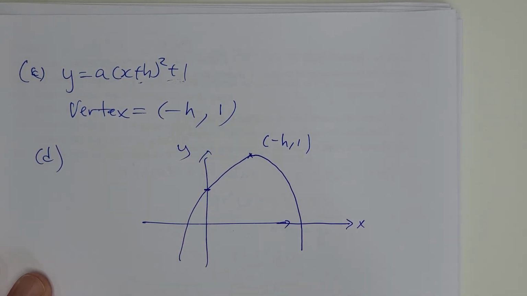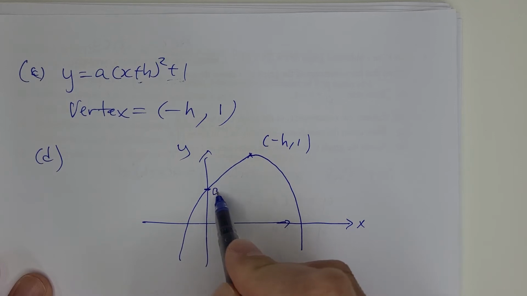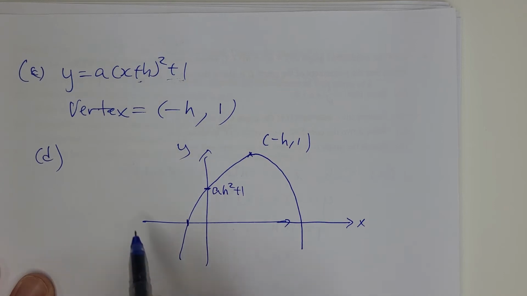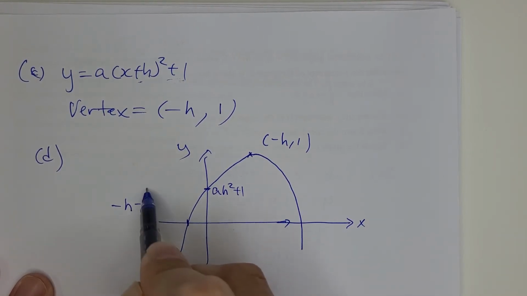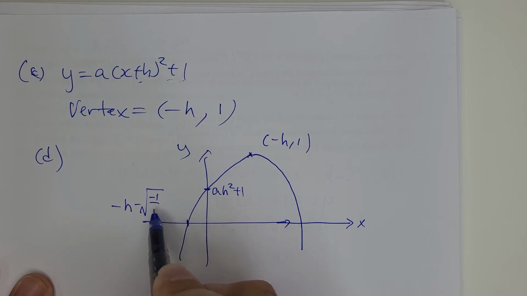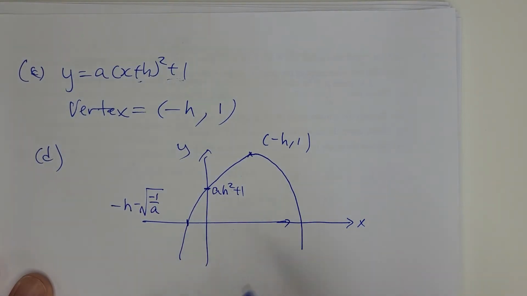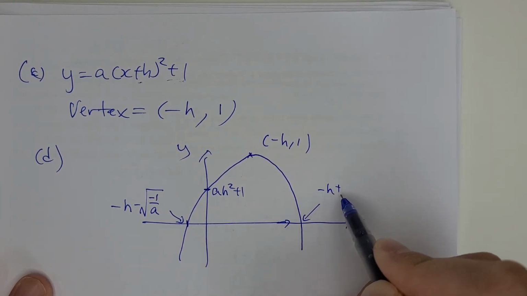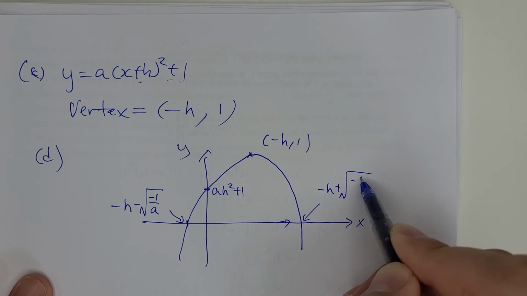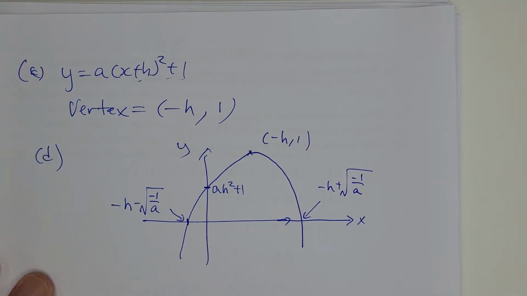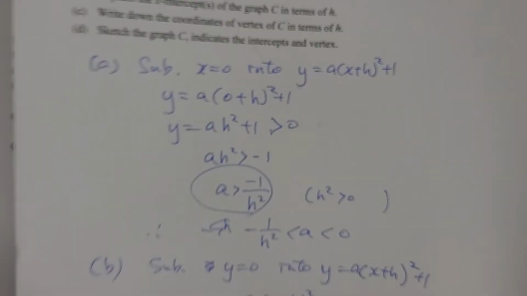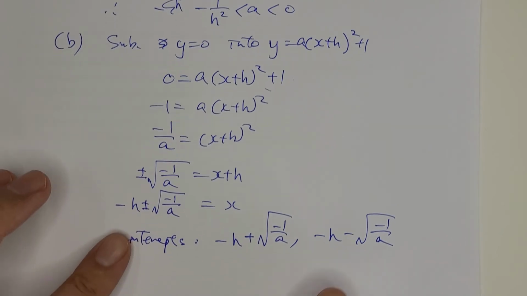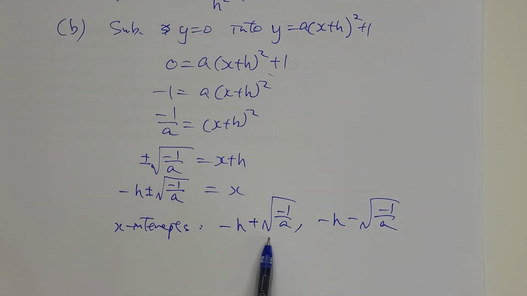x, y. And this one will be a squared plus 1, the y-intercept. In here, the x-intercept will be negative h minus square root of negative 1 over a. And here, the positive x-intercept, negative h plus square root of negative 1 over a. Okay? You can look at here. This one must be less than the next one, okay? This one must be less than that one, okay?